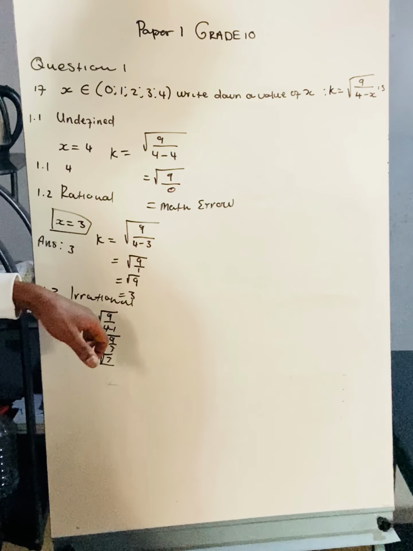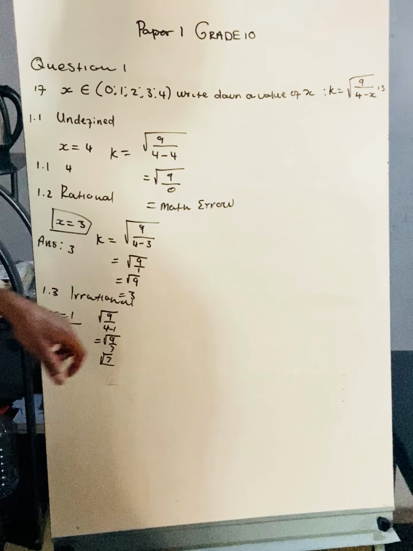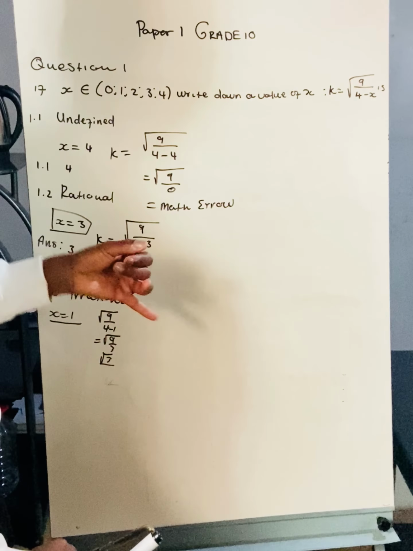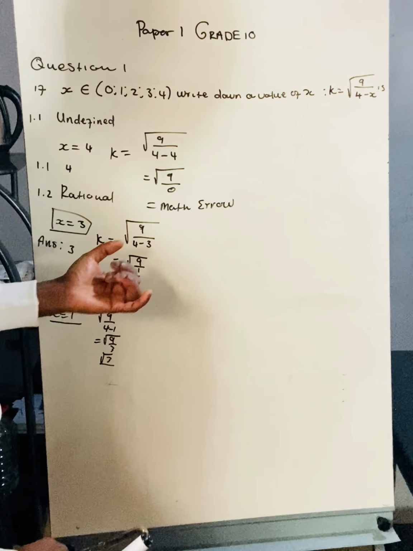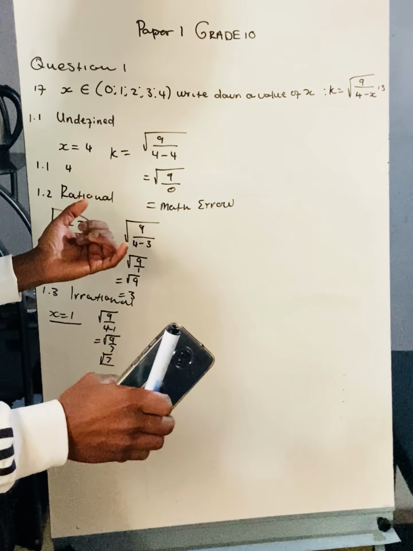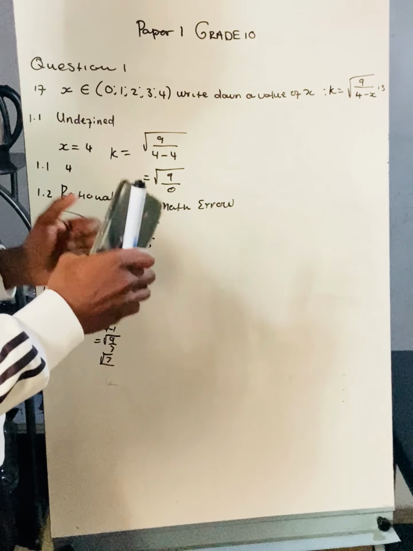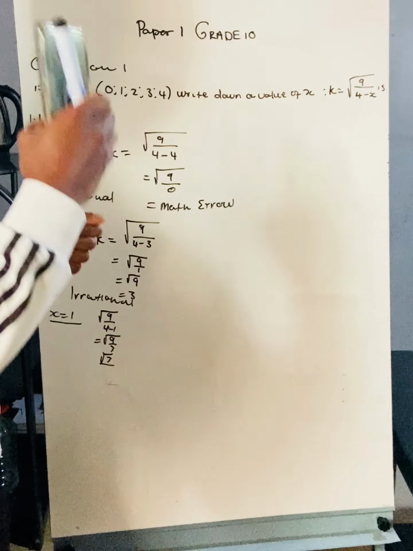1.3, they are saying irrational. Irrational is a number that cannot be written as a fraction, as a whole number, or as a natural number. It is a number that keeps on going, which has a lot of decimals.